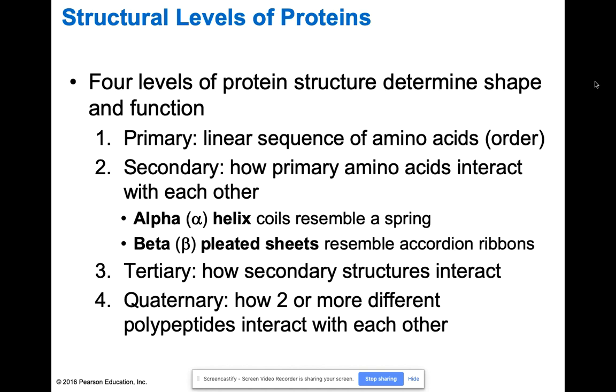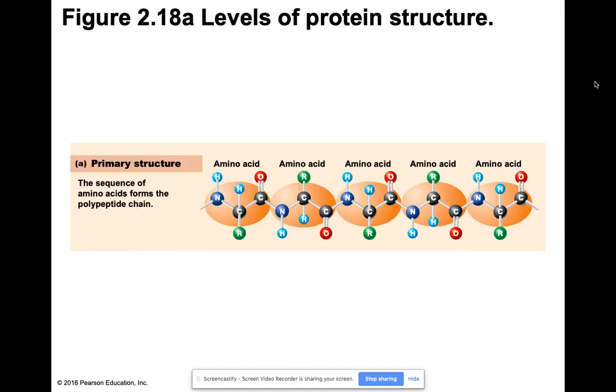Then we have the tertiary structure, which is how our secondary structures interact. So you'll have multiple alpha helices and beta sheets forming together. And again, this is all based on whatever amino acids are present on the protein. And then you have your quaternary structure, which is how 2 or more different polypeptides are going to interact with each other. And these form more like globular proteins, which we'll talk about in a minute.